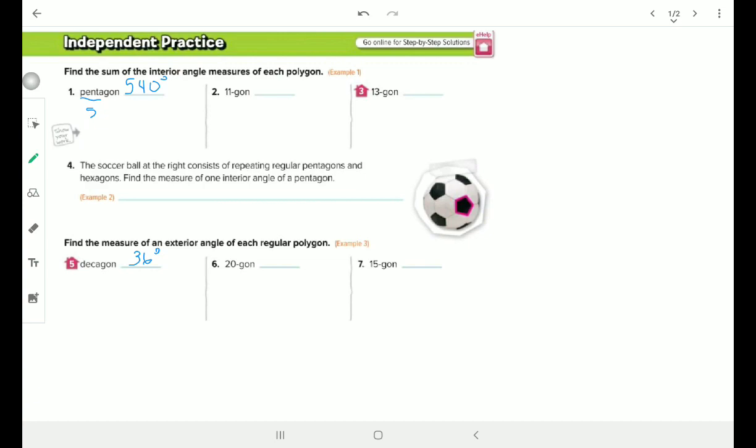Okay. Now we would do the same thing with number 6 and number 7, right? Since we have a 20-gon, we know that 20, the number of angles, times x, the measure of one angle, has to equal 360. And then we can solve that to figure out the measure of one angle. Similarly with number 7. Okay? So that is kind of the idea on the interior angles and the exteriors.